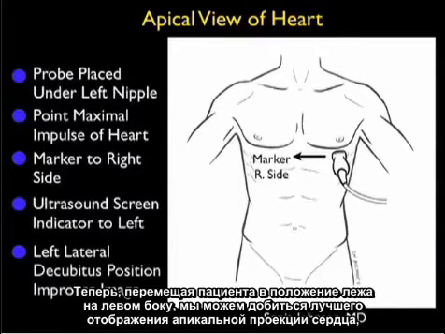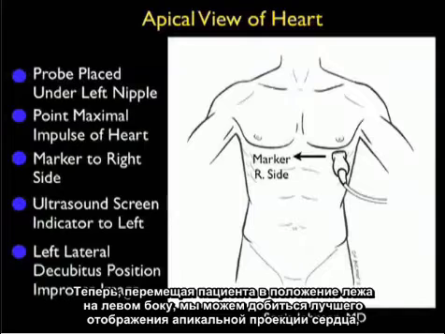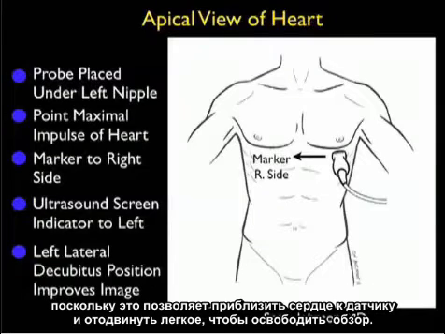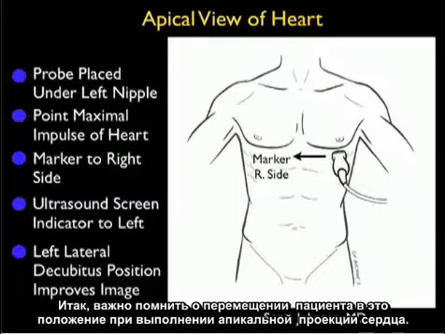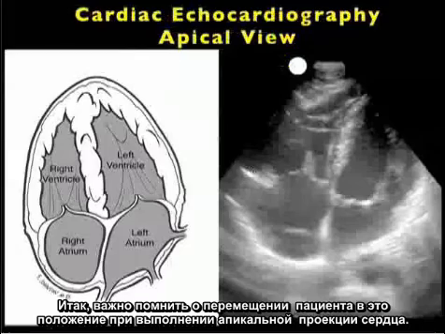Now, moving the patient into the left lateral decubitus position can improve imaging from the apical view of the heart, as it moves the heart closer to the probe and moves the lung out of the way. Thus, it's important to consider moving the patient into this position when performing the apical view of the heart.